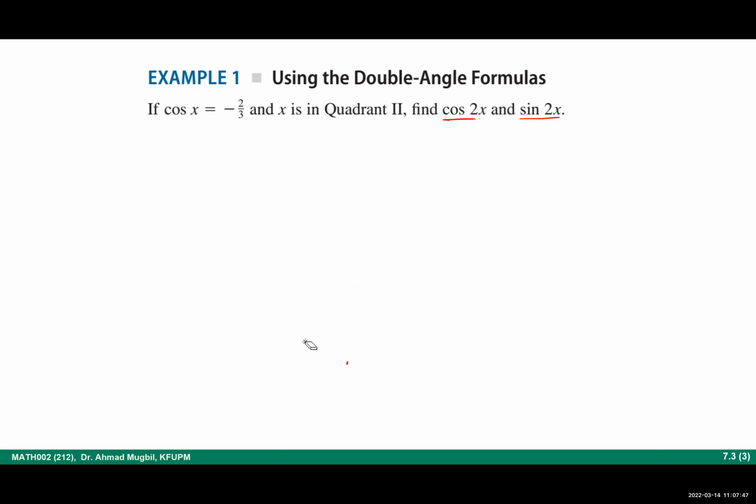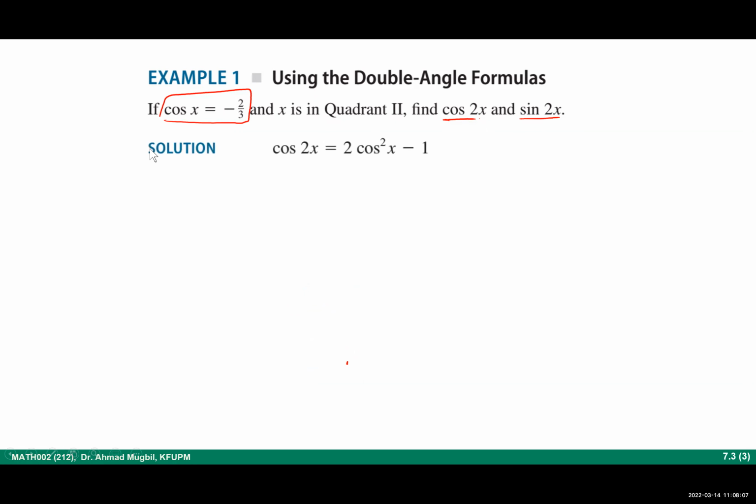What do you think? Which one is easier, sine 2x or cosine 2x to start with? Cosine 2x. Why is it easier? You are right. Because we have the formula for cosine, we have also the formula for sine. We have cosine x. Look at what he is saying. Yes. Since I have cosine x, I can find cosine 2x.